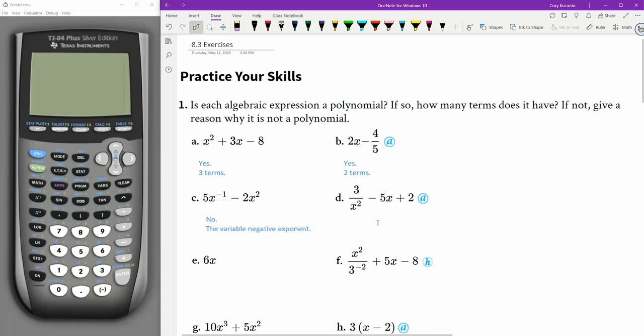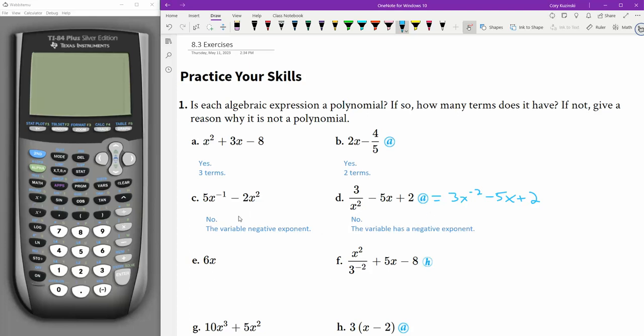What about this one? Also no, and the reason is the variable has a negative exponent. Don't believe me? I'll prove it. And that negative exponent, let's see here. This can be rewritten as 3x to the negative 2 minus 5x plus 2. So we can't be dividing by x squared. That's really multiplying by x to the negative 2.